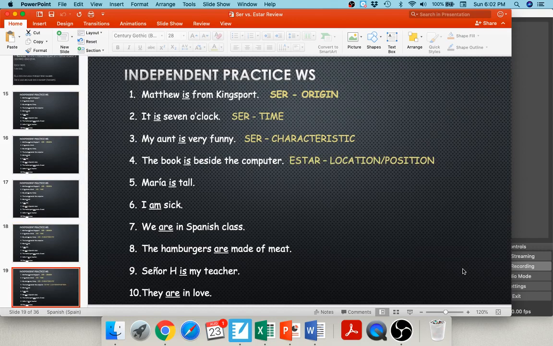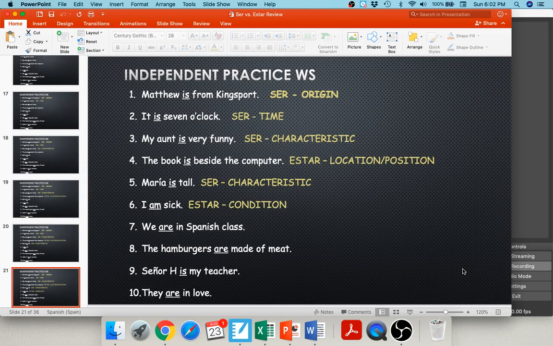It's describing her physical condition. Her physical description. So we're going to use ser, and this is because it's a characteristic. Number 6, I am sick. Sick is a condition, therefore we're going to use estar.